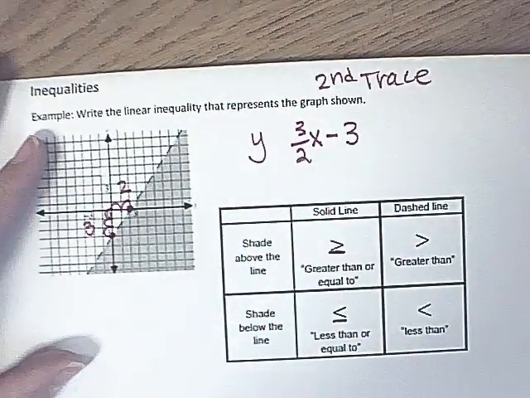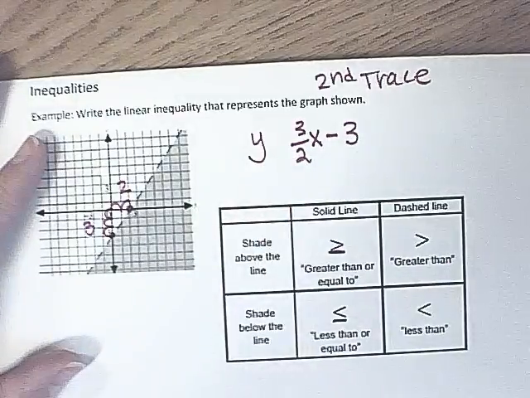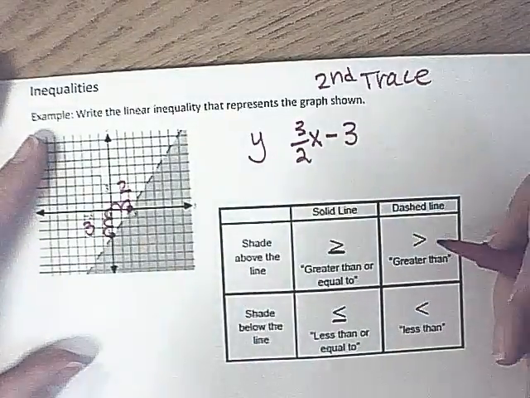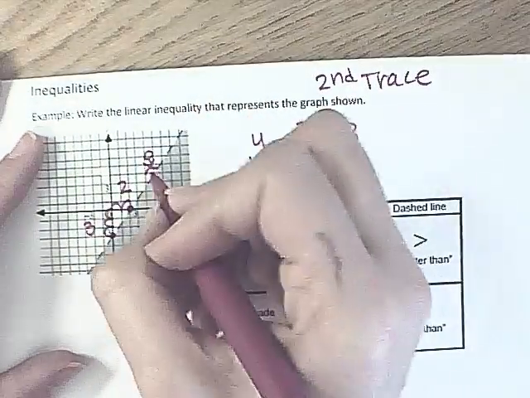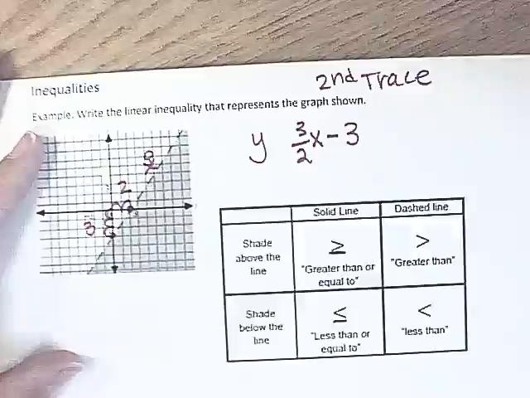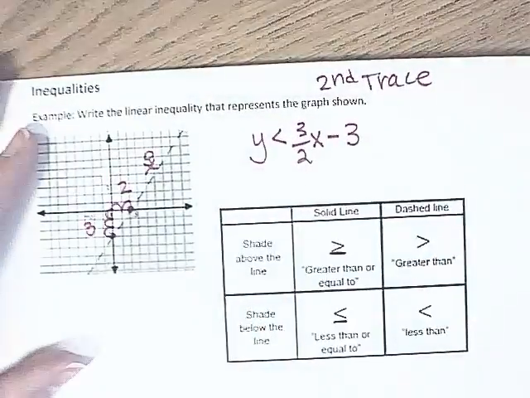The last thing I need to do is decide about my inequality sign. I can see that it is dotted, so it's either greater than or less than. And I can see that if I had a person climbing this mountain, they'd be on the top side, which means I shaded below. That means I need a less than symbol.